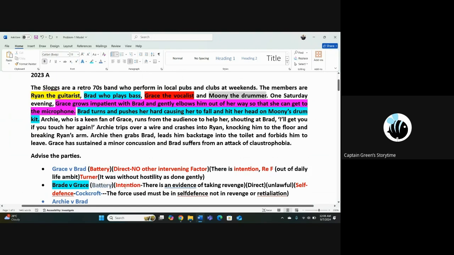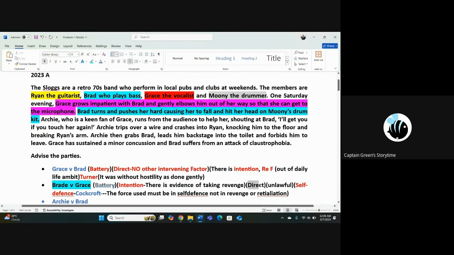Going on into the elements. The first element is intention. You may use the claim that in the present, Grace was impassioned and she elbowed Brad with her arm. Thus, now Brad wants to take revenge from her, and thus he pushes her. Okay, this might be your argument. You can claim that there is an intention.